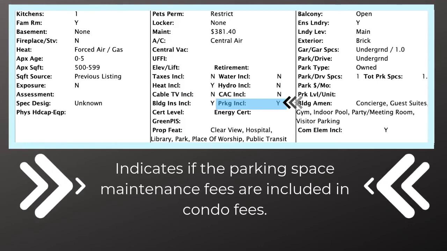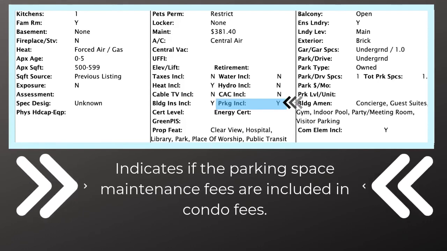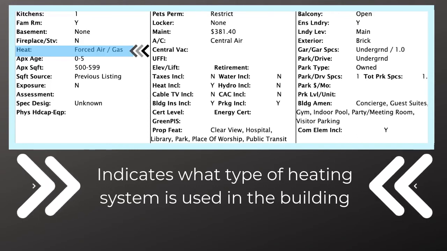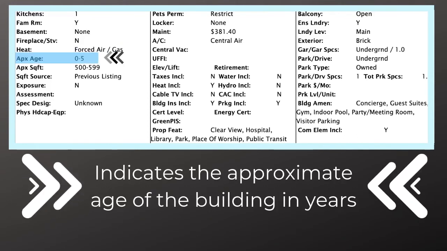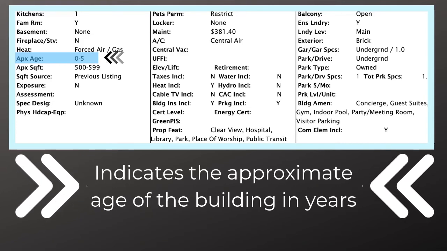Here we have parking. This indicates that the parking space maintenance fees are included with the condo fees. This next one indicates what type of heating system is used in the building. It could be a forced air gas or a baseboard heater and so on. Here we have approximate age, and this means the approximate age of the building in years.